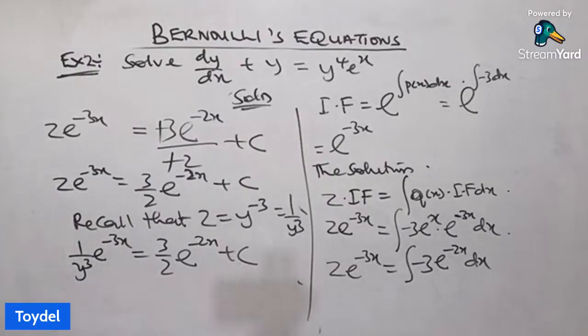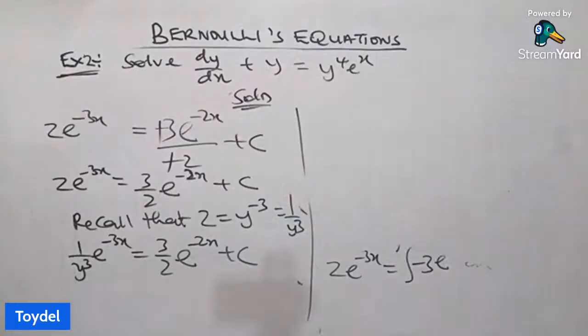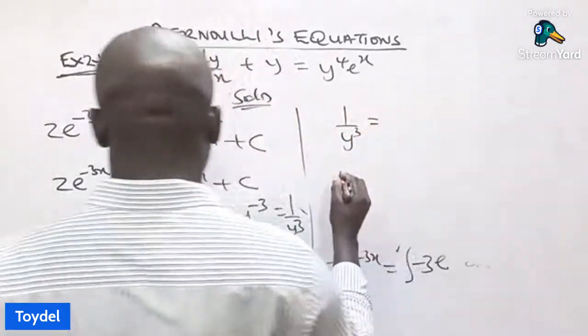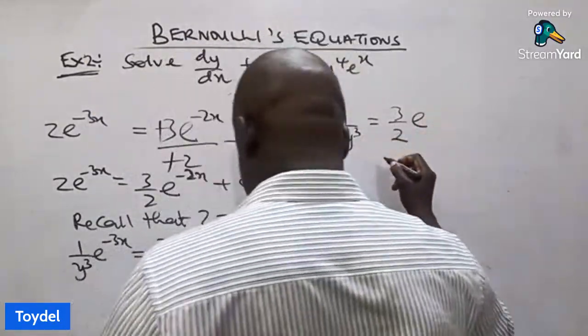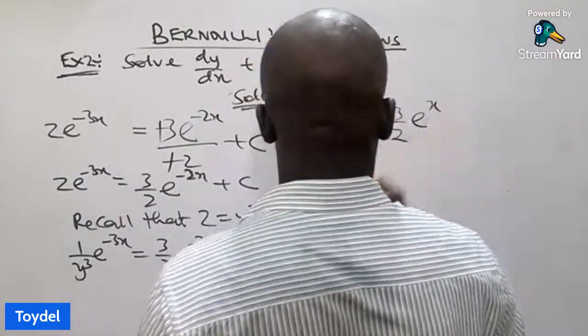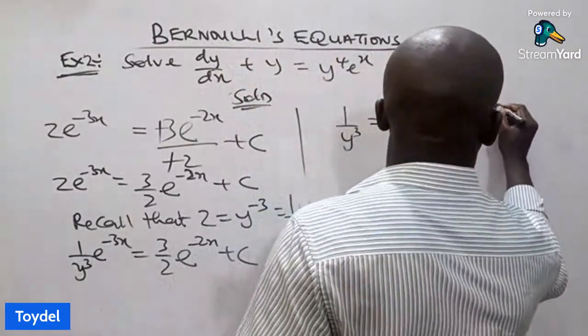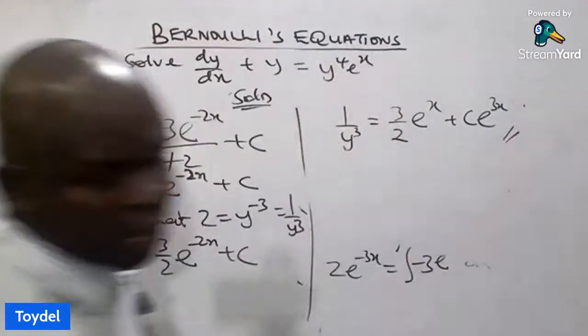Then finally, I just want to conclude. Of course, we can leave the answer at this point. If you don't want to stress yourself, you can just leave the answer at that point, or divide through by exponential minus 3x, so that we have 1 all over y cube equal to 3 all over 2 exponential x plus c exponential 3x. We can stop at this point.